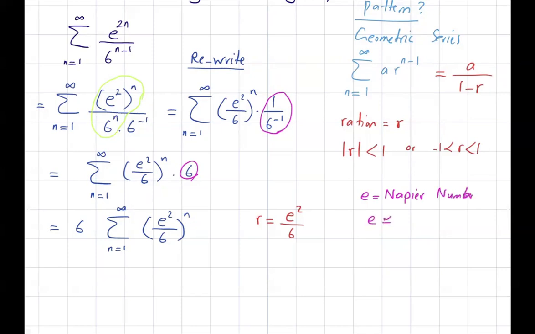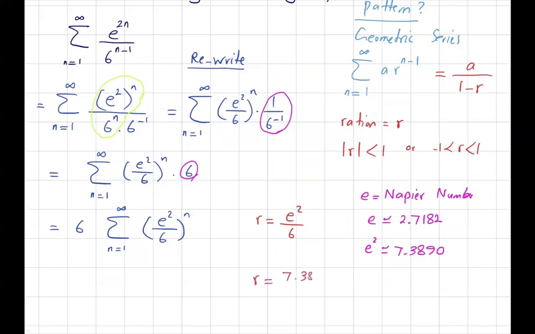is about, we are using approximation, 2.71, if I'm correct, 82. I don't remember the rest of the numbers. This is an approximation for your Napier number. So if you take the Napier number and multiply it by itself, let me use a calculator. You get about 7.3890. So e squared is about 7.3890.